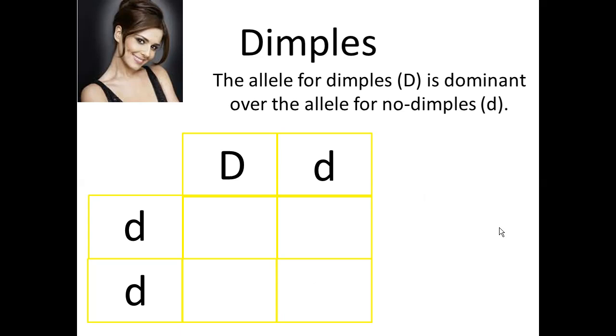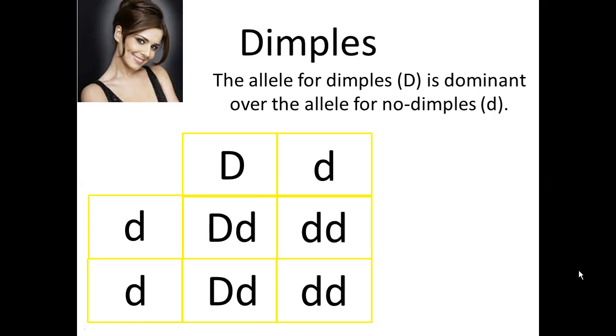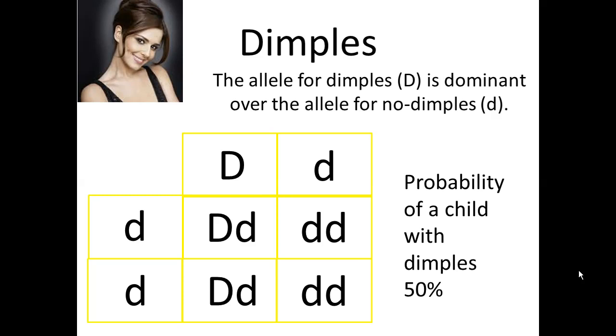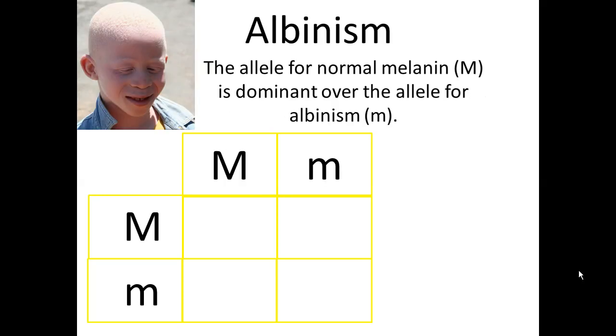And if you look at this kind of parents, one with no dimples, one with dimples but with just one dominant allele, when you are crossing the gametes, the probability to have a child with dimples will be 50%. Okay? Then let's have a look at another kind of characteristic that you can inherit from your parents.